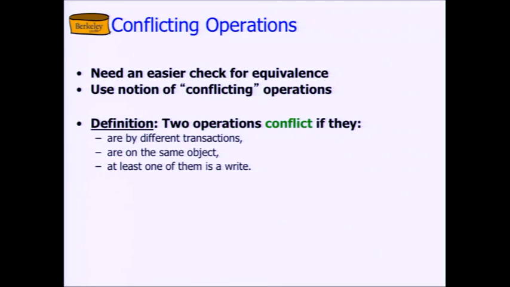Well, to get an easier check, we're actually going to narrow our focus a little bit. We're going to just use the notion of what operations conflict with each other and what operations don't conflict. Again, we're going to do this at a very low level at the storage manager interface. So we're just going to think about reads and writes. We'll say that two operations in this API of reads and writes conflict if they are from different transactions, they are on the same object, and at least one of them is a write.